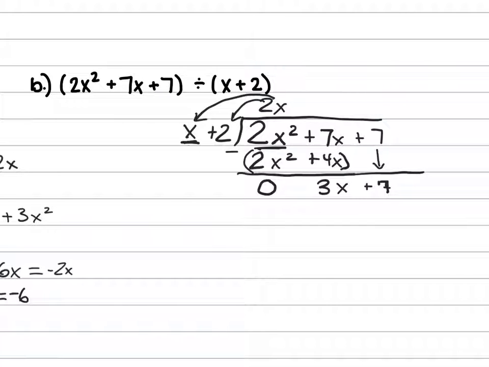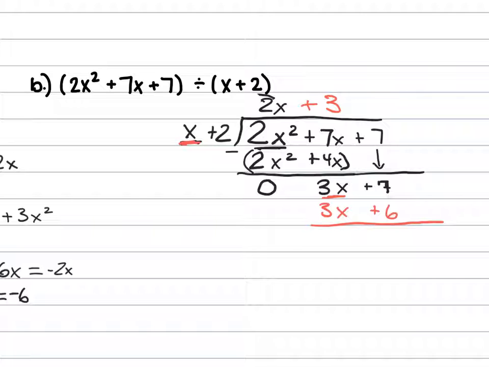Okay, now that I've brought it down, what do you think will be my next step? X times what equals 3x? Good. Let me switch colors here. X times what will give me 3x? 3. So I'm going to put a 3 up here. After I put the 3 up there, what is it likely that I'm going to do? Distribute. 3 times x is 3x. Good. 3 times x is 3x, and 3 times 2 is a positive 6.